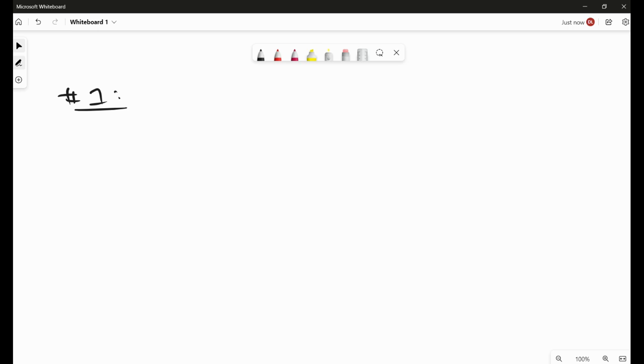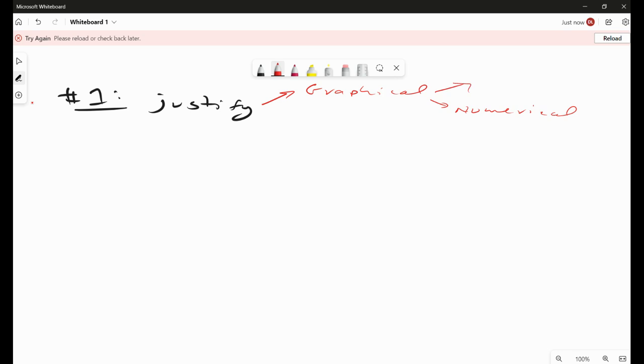Number one, they want you to solve and justify. So when we talk about the word justify, let's tackle that first. When we solve and justify, our idea is this: to justify, you've got to either use graphical, and then from there, you're going to either use numerical or algebraic. Okay. So the key here is you've got to justify at least two ways.